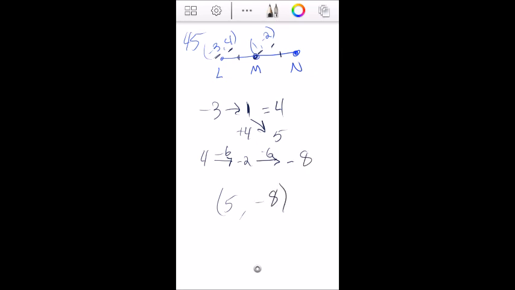And you could check this using the midpoint formula. 5 and negative 3. If we add those together, we get 2. And 2 divided by 2 is 1. Negative 8 here, and 4. If we add those together, we get negative 4. Negative 4 divided by 2 is negative 2. So that missing coordinate is 5, negative 8. Let me rewrite that because I wrote over it and scribbled on it. So the answer choice is B.